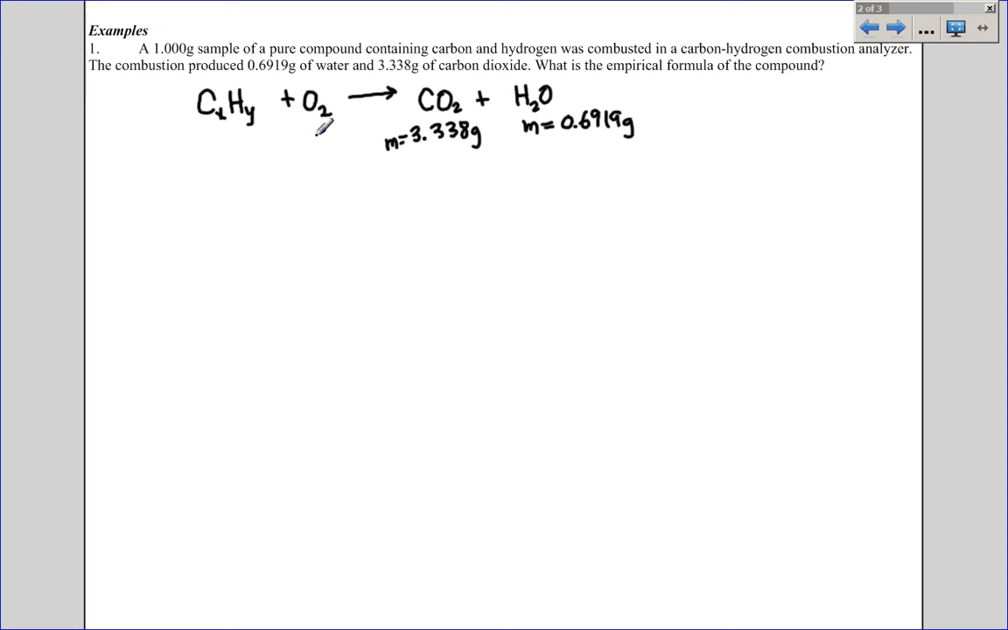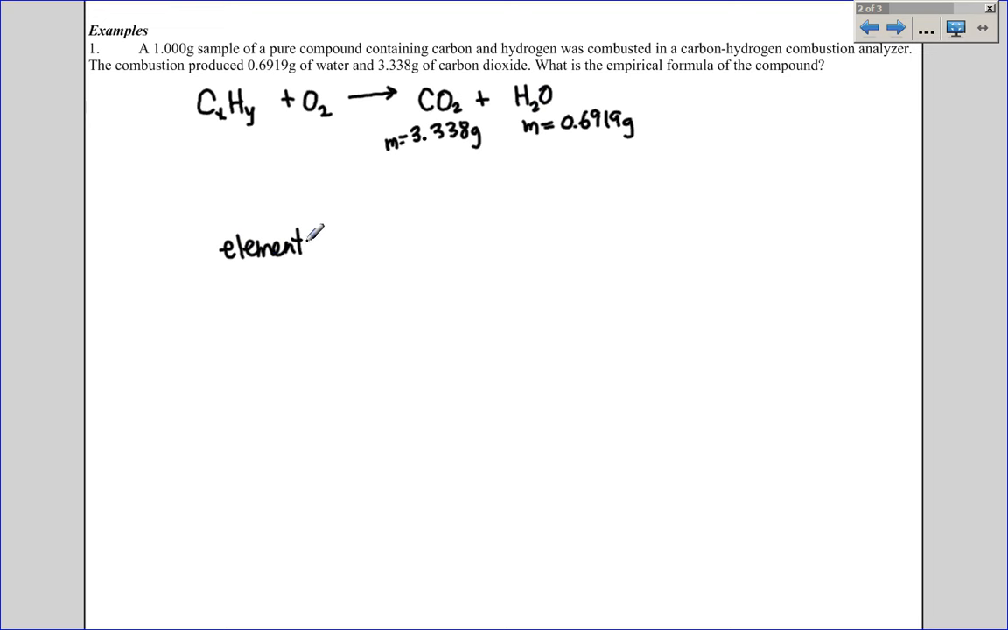Now what's important to note here is that all of the carbon in the original hydrocarbon has been converted into the carbon dioxide. So essentially all that carbon is now trapped in the carbon dioxide. And for the hydrogen, all of the hydrogen from the original sample is now part of the water. So we can use this information to help us work backwards to figure out the amount of carbon and hydrogen in the original sample.